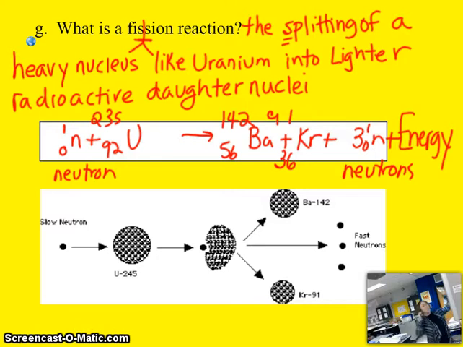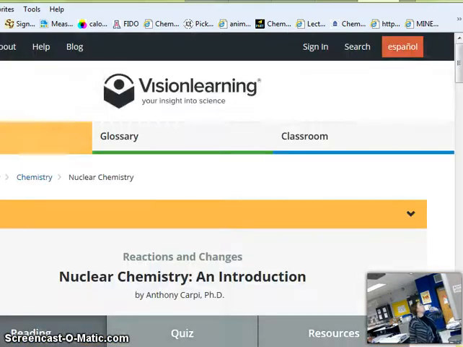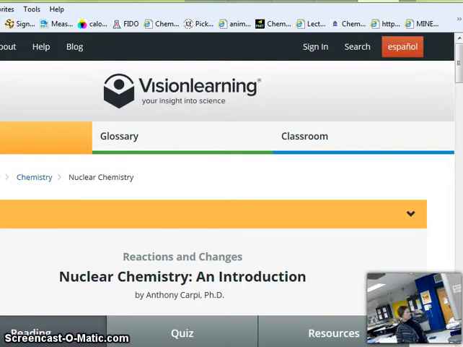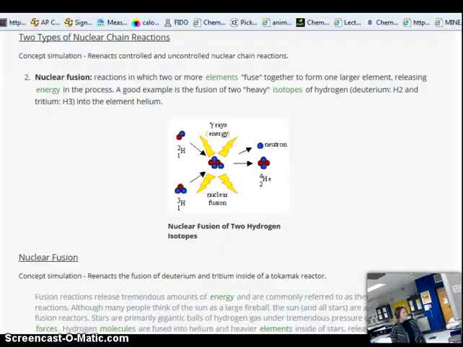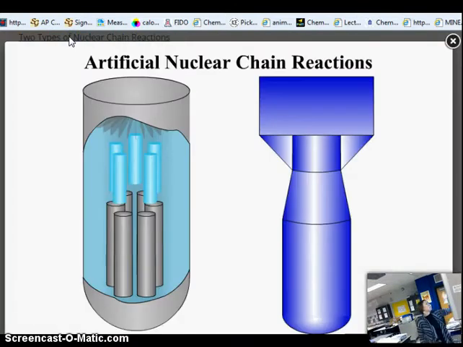And I think I have a link here of how this can happen in a controlled fashion and allow us to get power, or it can happen in an uncontrolled fashion and result in a nuclear bomb. So I want to show you the difference between those two things. Okay, so here are the 2 different chain reactions in fission.